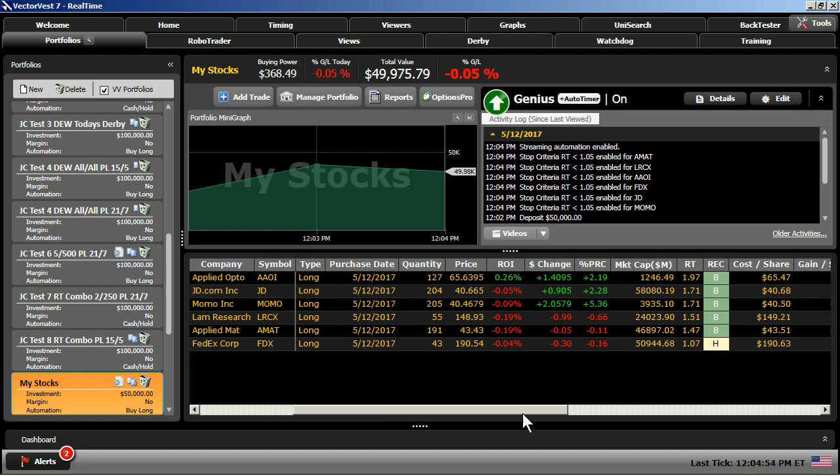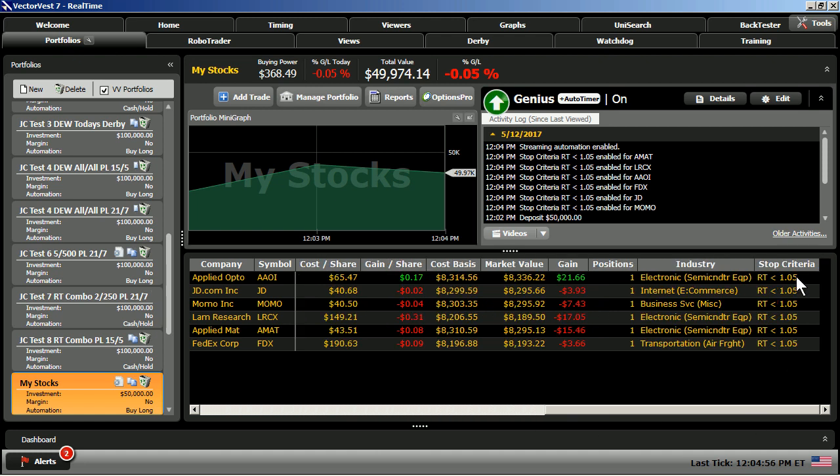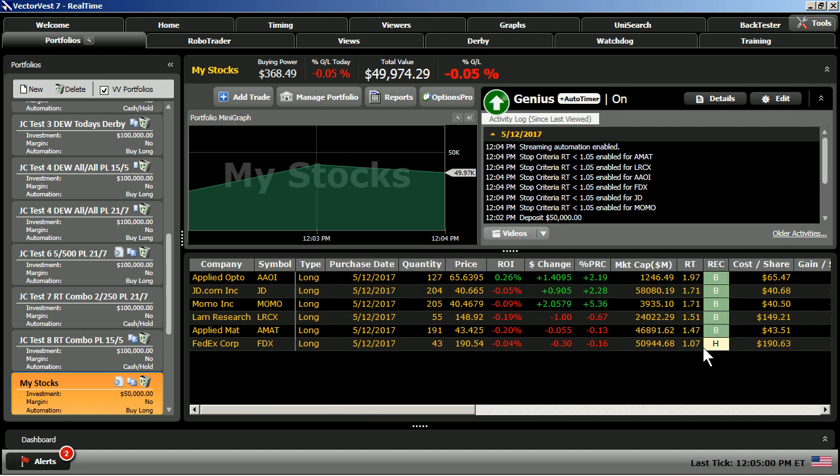If I scroll over to the right, you can see our stop criteria of RT less than 1.05. So I don't have to watch FedEx like a hawk anymore. It's close, right? It's got an RT of 1.07. So I don't have to view the watch list every day and see if FedEx's RT has crossed from above 1.05 to below 1.05. I've now created an automated process to help me manage each position in my portfolio.